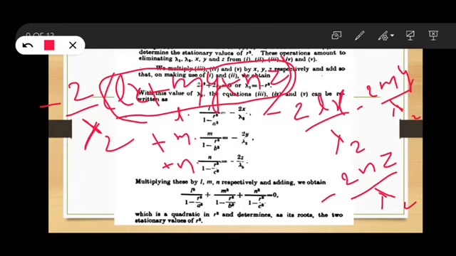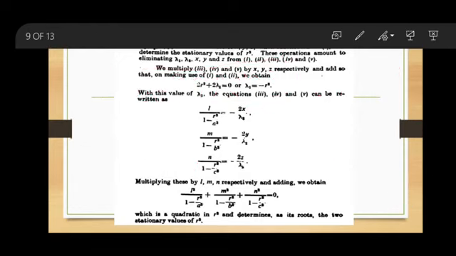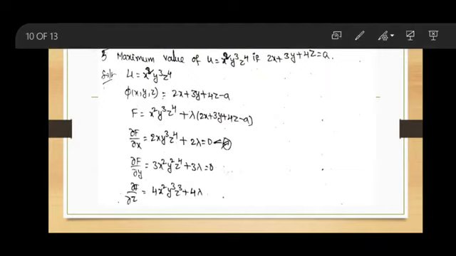This is a quadratic equation in r square. Why? Because if you see the equation here, we have r square. So this equation is a quadratic equation in r square, and determines as its roots the two stationary values of r square. So this is about the two conditions. How to solve this, we see here.